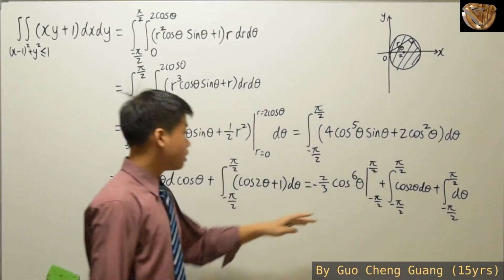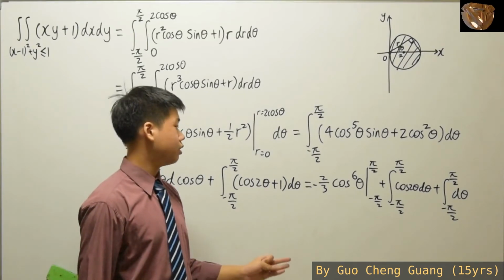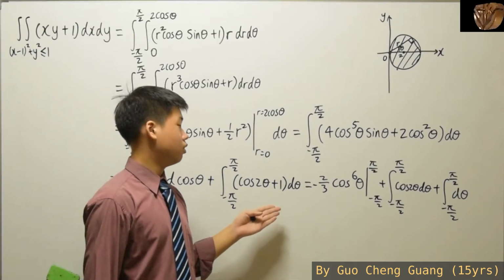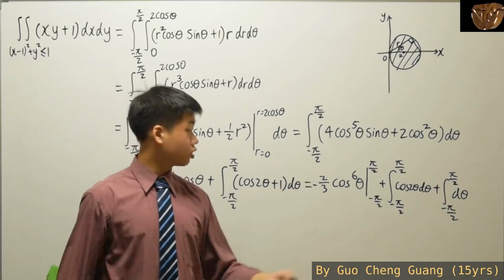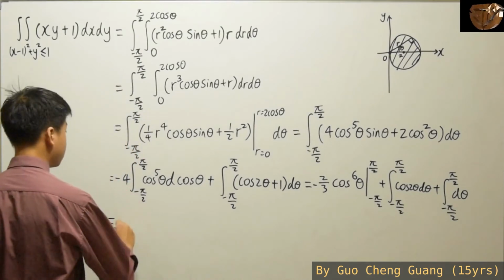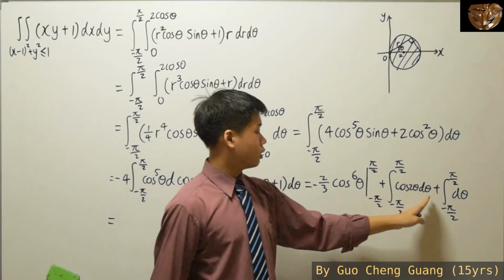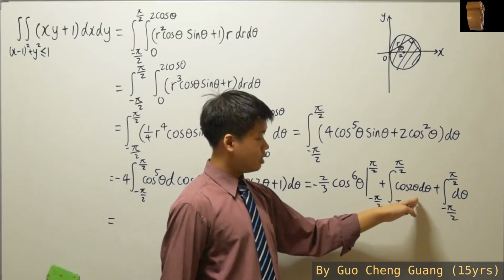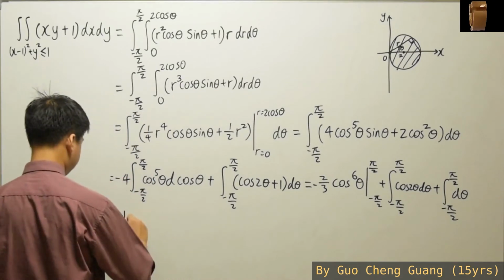Okay, so let's take a look at your first term. Now in your first term, cosine pi over 2, oh, that's a 0. Cosine negative pi over 2, that's also a 0. So the first term just becomes a 0. Okay, so let's take a look at your second term. Second term, you could make whatever inside here become d2 theta. So d2 theta, that means you need an extra half.